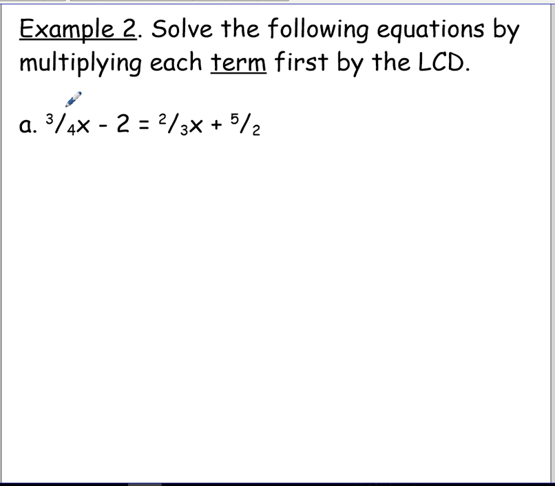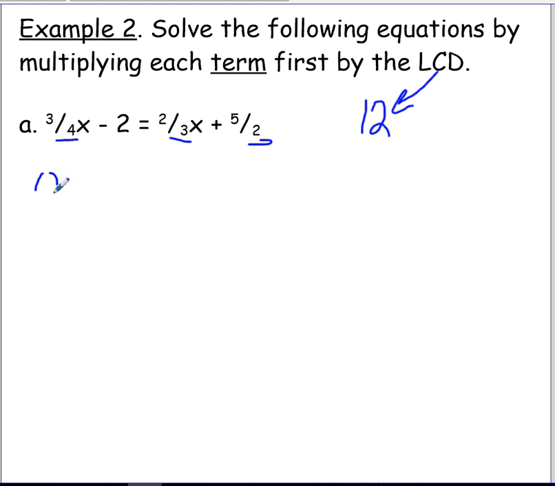And so our first example is 3/4 x minus 2 is equal to 2/3 x plus 5/2. So when we're looking at that least common denominator, we need to look at all three denominators, 4, 3, and 2. The smallest number that they all go into is 12. So the LCD is 12. So the entire equation gets multiplied by 12. So each piece gets multiplied by 12.